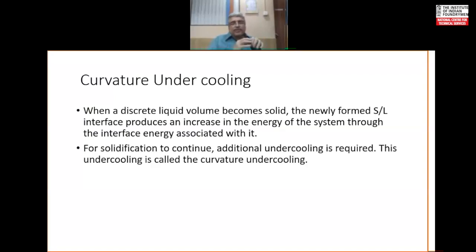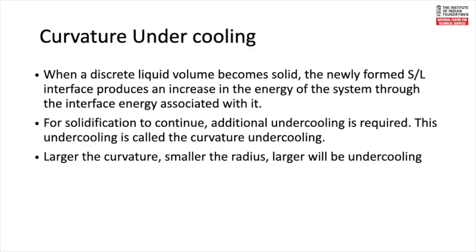Now, for solidification to proceed, for that nucleus, for that solid to remain stable, additional undercooling is required because that is what would provide the extra energy which is required for formation of the stable nucleus. The larger the curvature, the smaller the radius, the larger the undercooling. I am not getting into too much detail on this, except to say that thermodynamically it is necessary that undercooling takes place so that energy is available for formation of stable nuclei in the liquid iron bath.